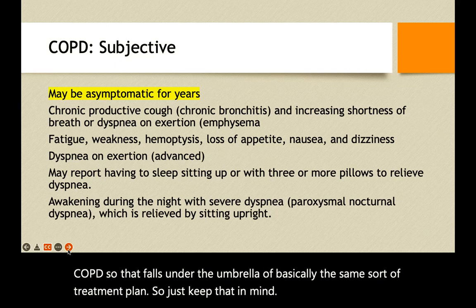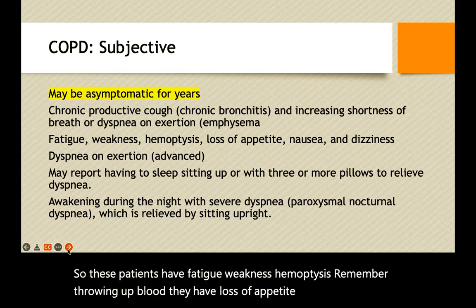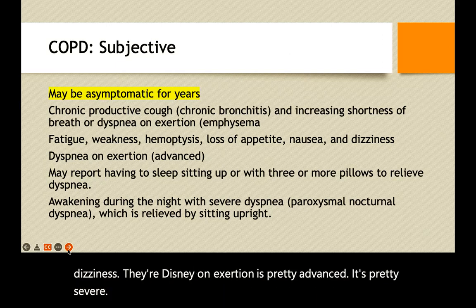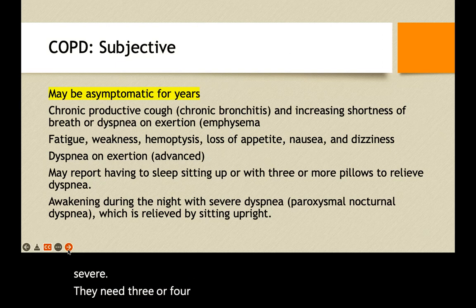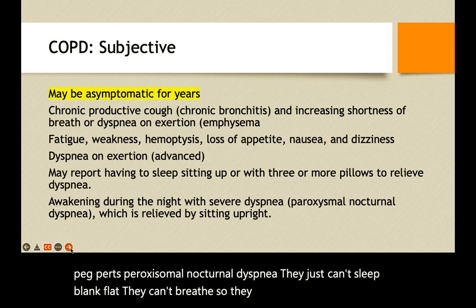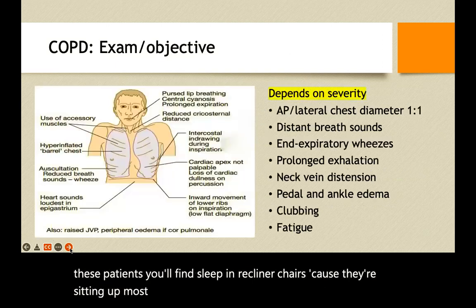So these patients have fatigue, weakness, hemoptysis, remember, throwing up of blood. They have loss of appetite, nausea, and dizziness. Their dyspnea on exertion is pretty advanced. It's pretty severe. They need 3 or 4 pillows. They cannot sleep laying flat. You know, paroxysmal nocturnal dyspnea, they just can't sleep laying flat. They can't breathe. So they have to sit upright. Most of these patients you'll find sleep in recliner chairs because they're sitting up most of the night.